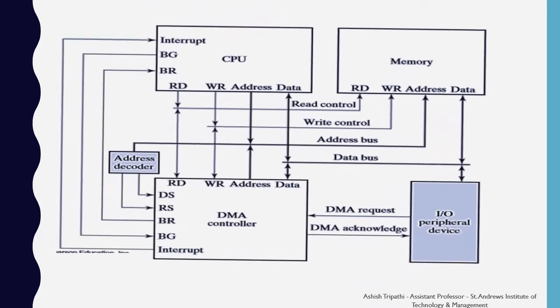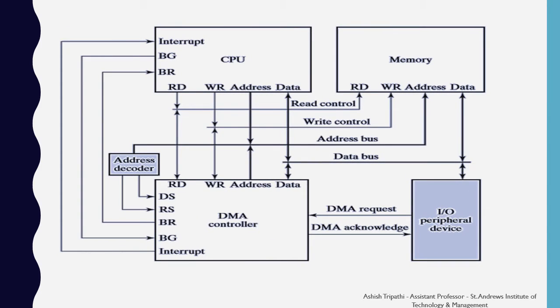In this diagram, you can see that the DMA controller is attached to the input-output peripheral device. The DMA controller also has some buses related to read, write, address and data, which go to the CPU as well as the memory. Whenever the CPU wants data to be read from or written to the input-output peripheral device, it issues a request to the DMA. The DMA register is selected by the CPU, that is the DS. It also selects the mode of operation from the register select, that is RS.